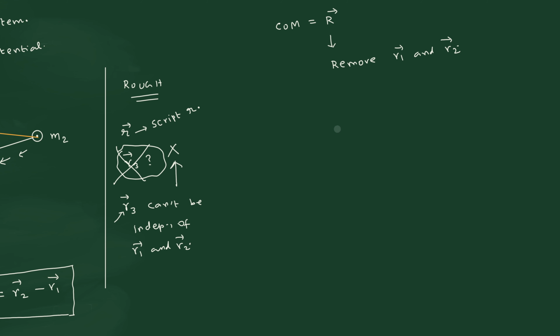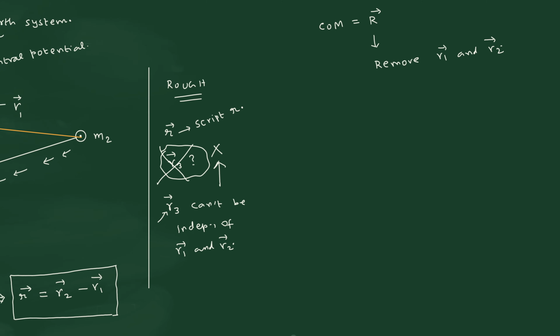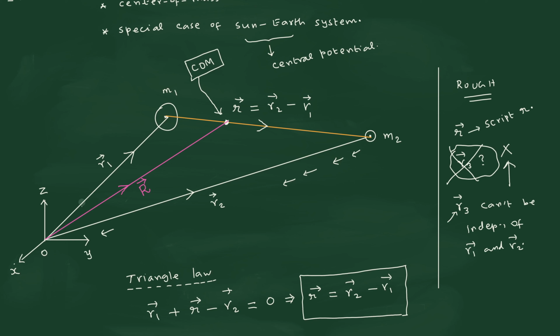So either you deal with the positions of the two masses, or you deal with the center of mass alone and forget about where the individual masses are. That is a fundamental concept of center of mass, right? So the moment you put the center of mass location, we are going to do away with, meaning we no longer need, this particular R2 and that particular R1. We don't want both of them.